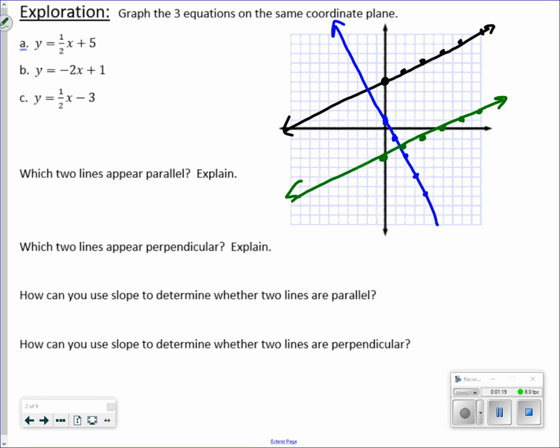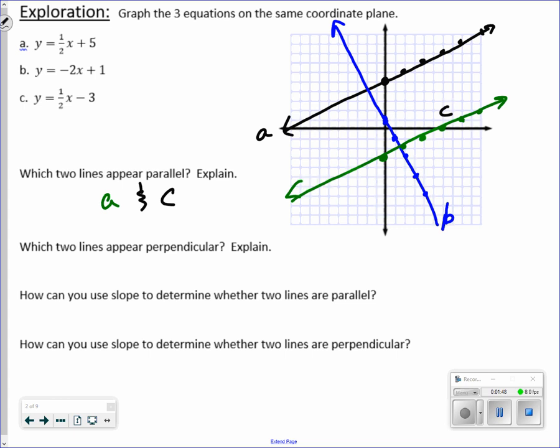So as I look at this, which two lines appear to be parallel? Parallel lines are basically two lines that'll never cross. Well, it looks like this one is A, this one is B, and this one is, let's see if I can get the green to work again, C. It didn't work, that's okay. Which two lines appear to be parallel? Well, the two lines that appear to never cross are A and C.